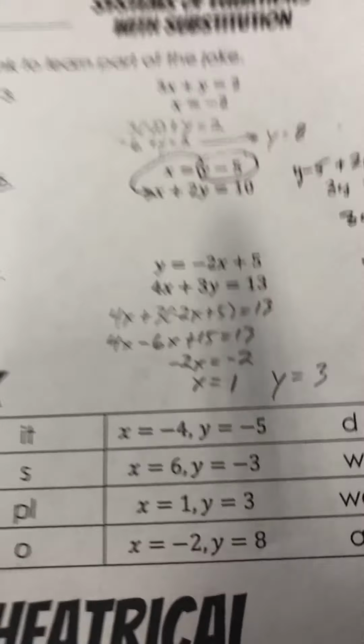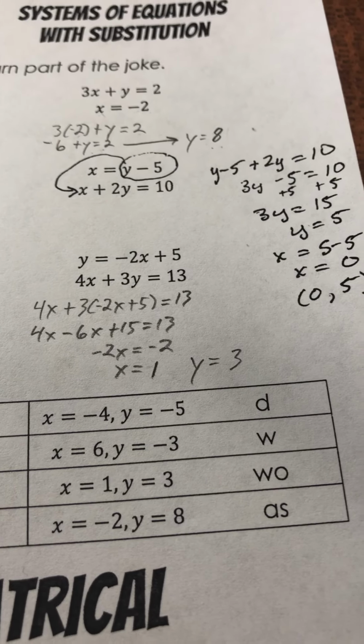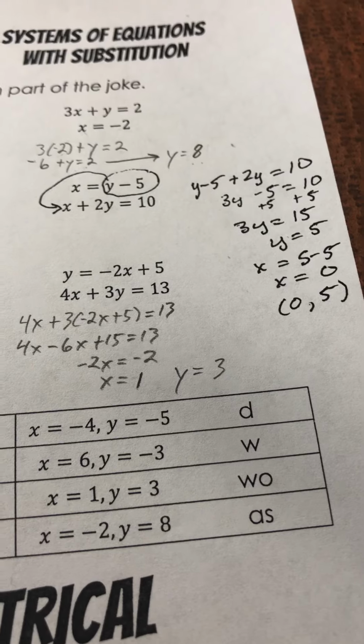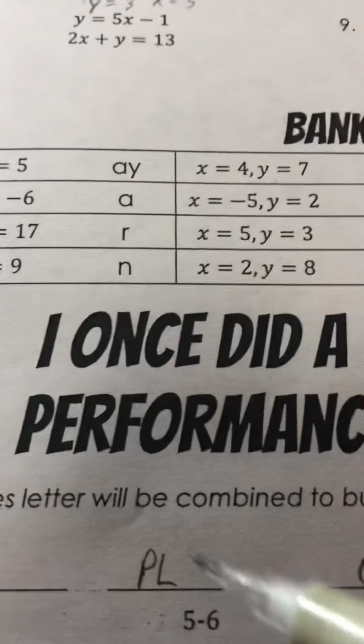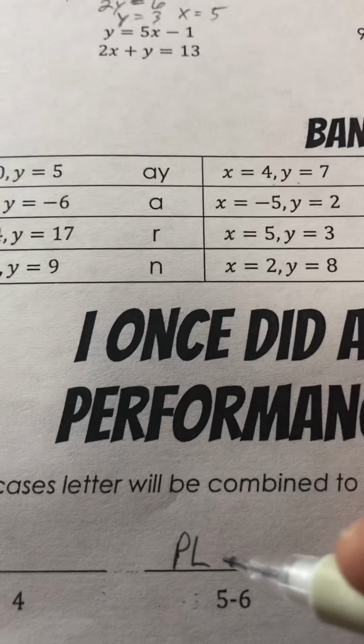Looks like number 6 was an example and was done for you. So you should have 0, 5. So you should have AY here.